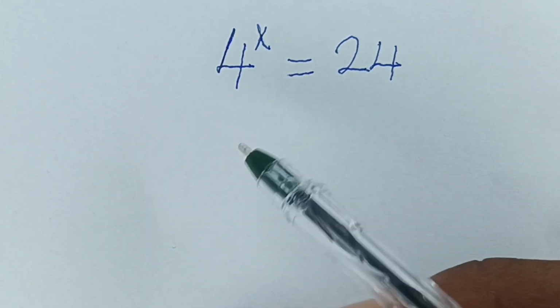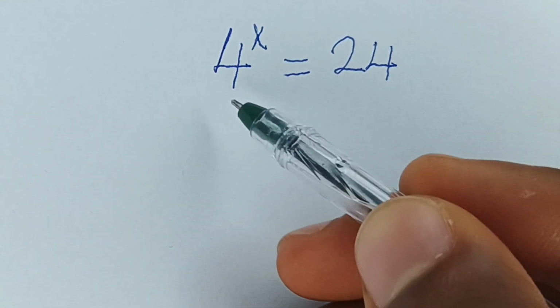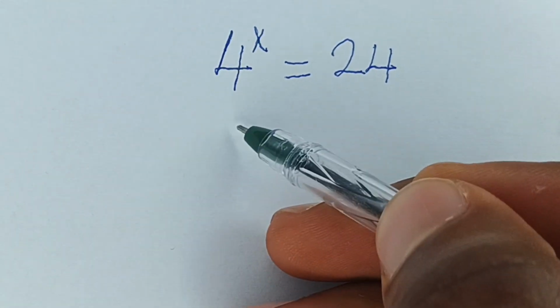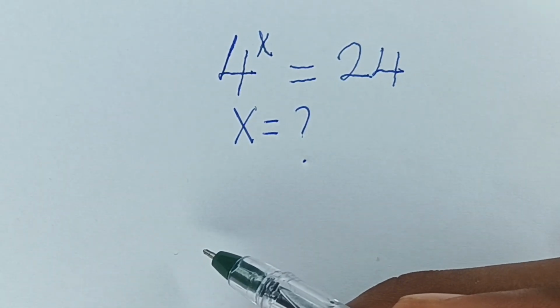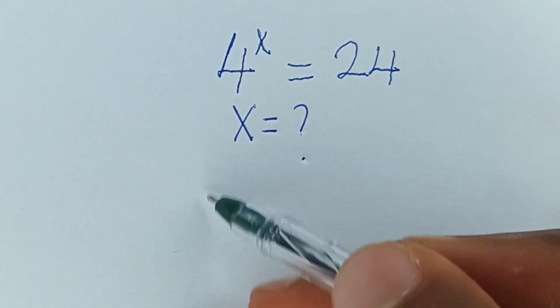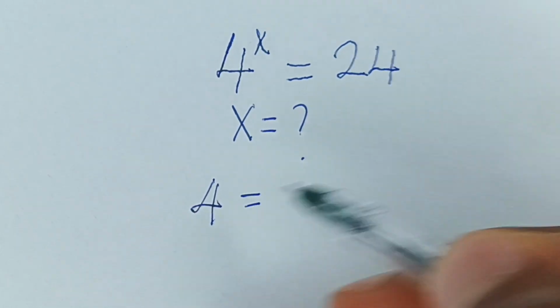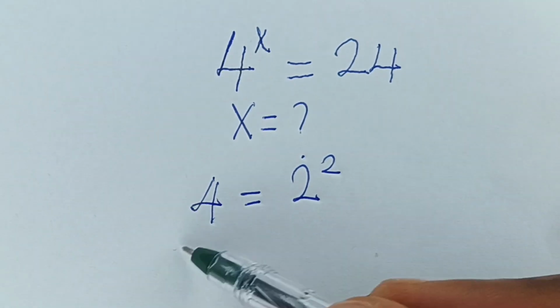Let's practice this Olympiad equation together. It says 4 raised to the power x is equal to 24. You're required to solve for x in this equation, okay? Now, worthy of noting here, we have that 4 can be expressed in index form as 2 squared.